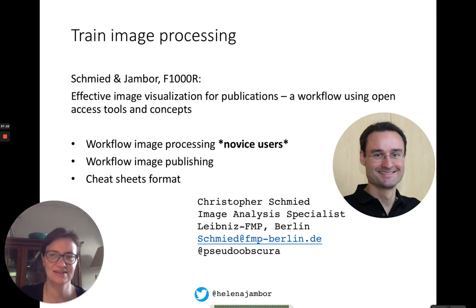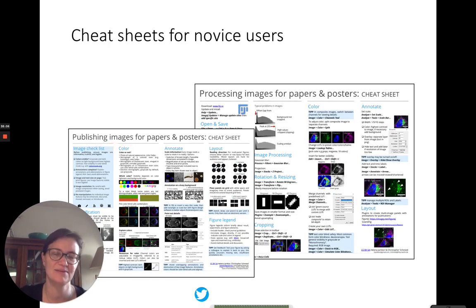And accompanying this workflow, we also published a workflow for image publishing. And the main aim of the paper was really to publish 2 cheat sheets that we think can circulate and can be used by students all over, or actually not only students. Everyone who's new to microscopy needs to start thinking of how to make a legible image in the end. And we believe that these cheat sheets, which will be available very soon in F1000 Research, are one way to get there.